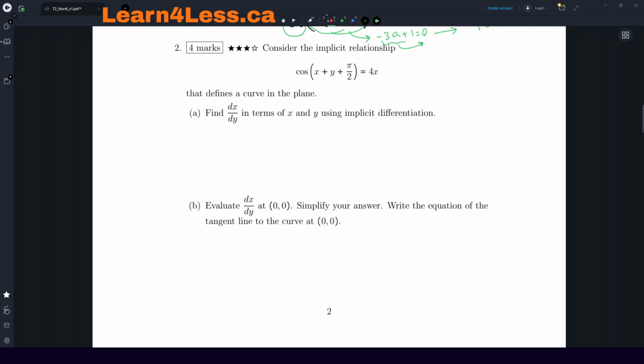In part A, they said find dx over dy in terms of x and y using implicit differentiation. Something may be a little bit different from what you have seen.